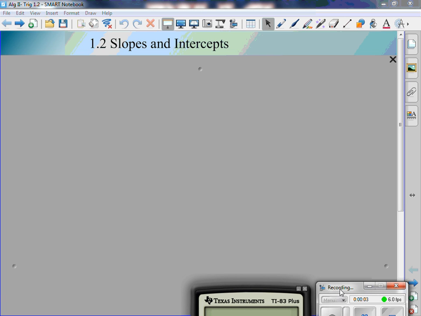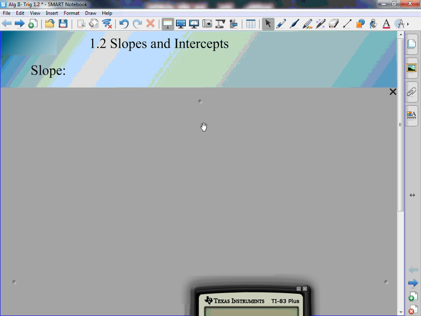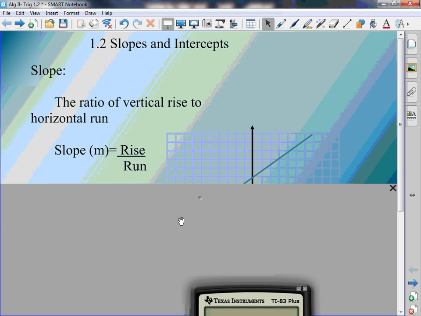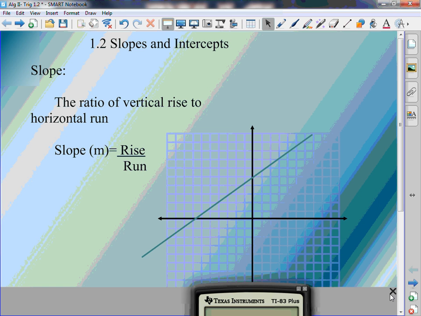Today we're starting 1.2, slopes and intercepts. The definition of slope: it's the ratio of vertical rise to horizontal run. The abbreviation for slope is m. Don't ask me why, but the abbreviation is m.